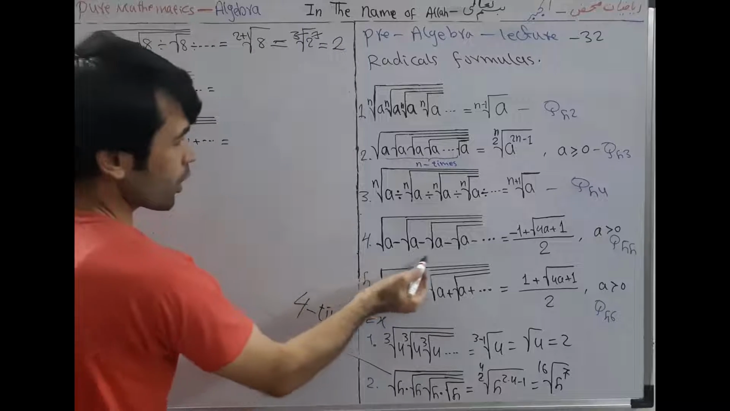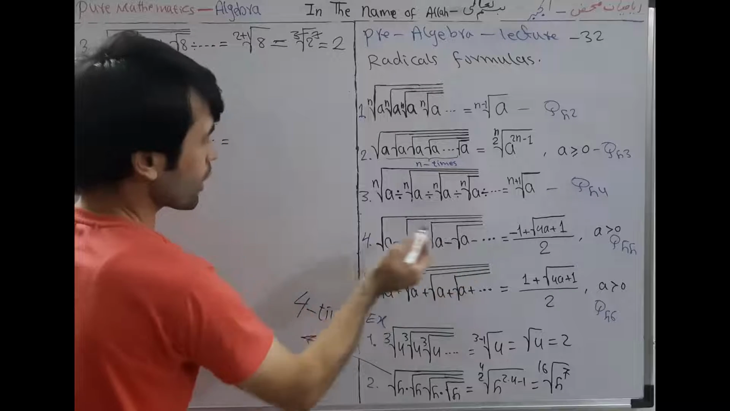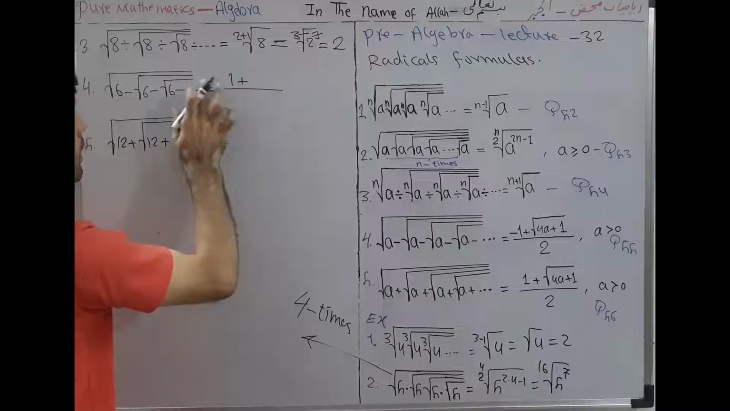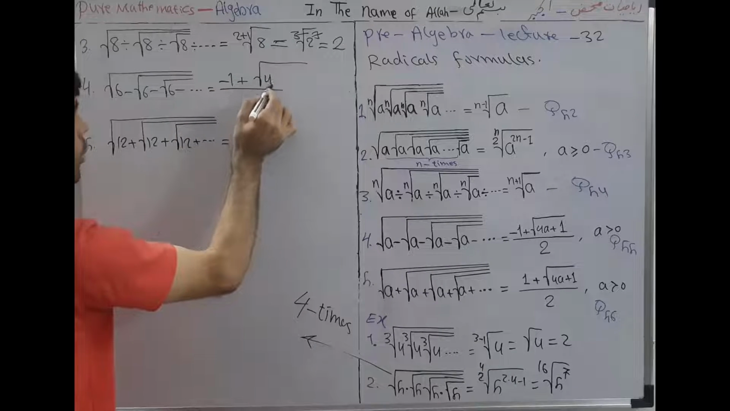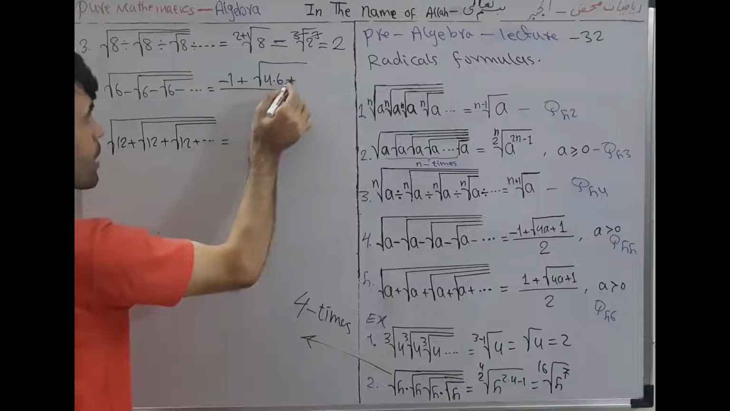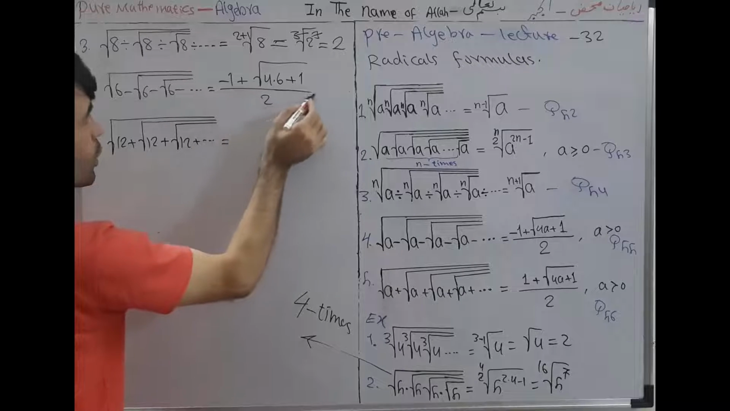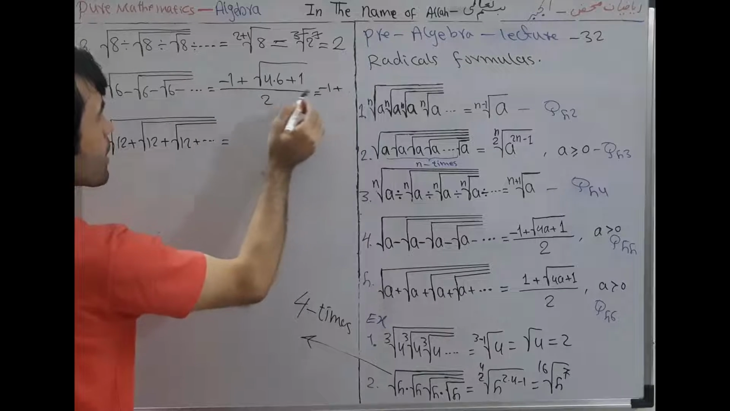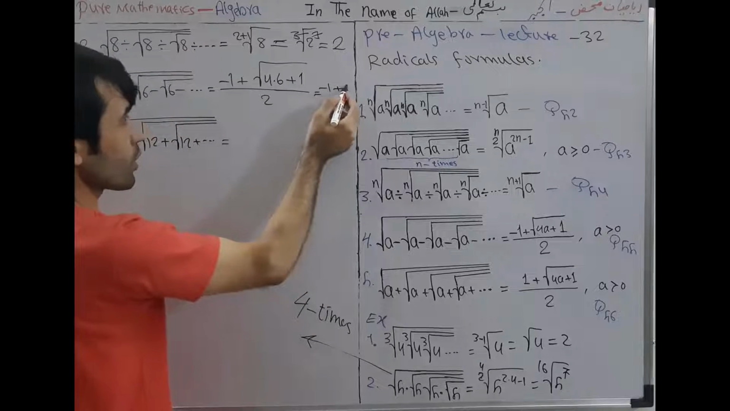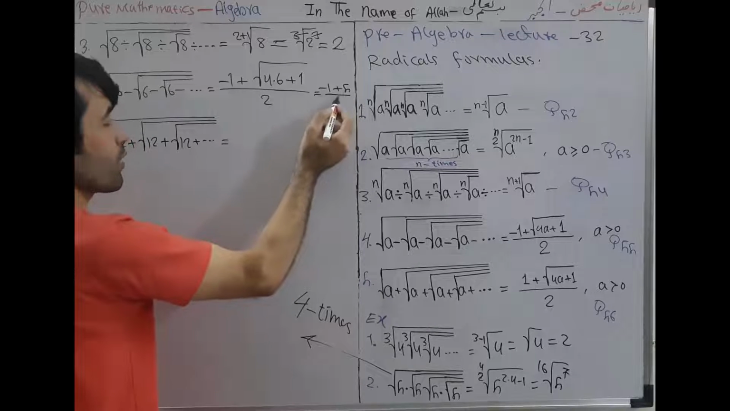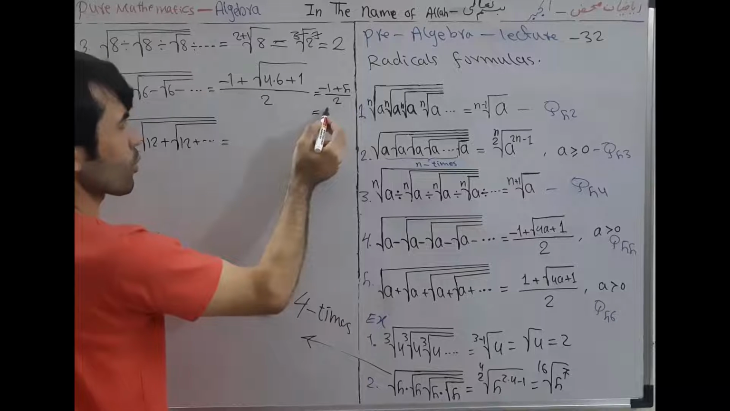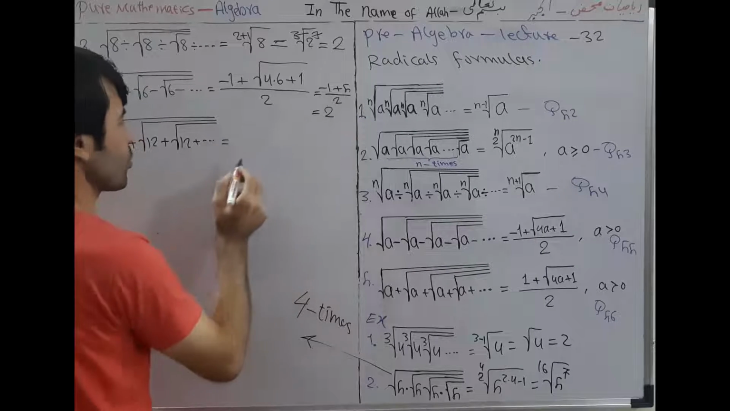Fourth one, we use the fourth formula here: minus 1 plus square root of 4 into a, a is equal to 6, 4 multiplied by 6 plus 1, over 2. It is equal to minus 1 plus square root of 4 multiplied by 6, 24 plus 1, 25. The square root of 25 is 5, over 2. It is equal to minus 1 plus 5, which is 4, 4 divided by 2. It is equal to 2.